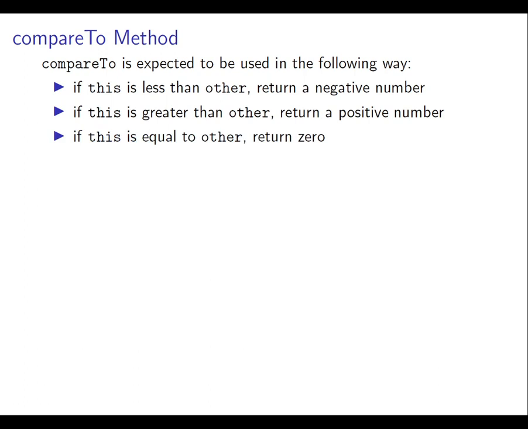Okay. What is compareTo expected to do? It is supposed to take two objects, the recipient and the argument, and if this, that's the recipient, is less than the other, it's supposed to return a negative number. If it's greater than the other, it's supposed to return a positive number, and if it's equal, it's supposed to return 0. And this is according to whatever ordering you have decided, as the writer of the class that's going to implement compareTo, is the relevant one for your application.